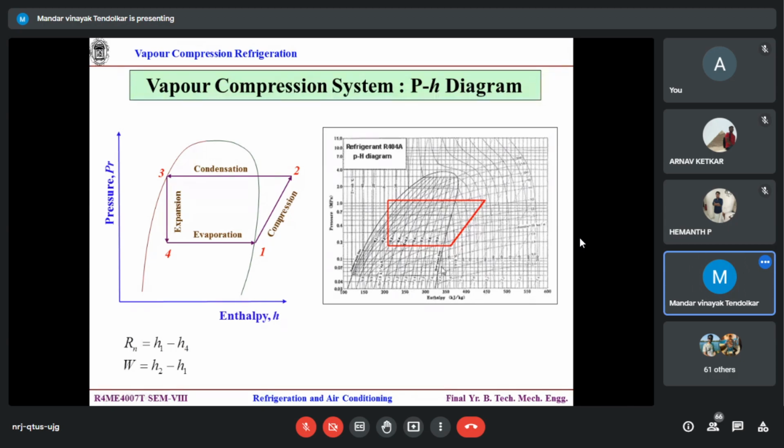Yes, sir. Very good. So my refrigeration effect is H1 minus H4. You can read the values directly. This is H1, this is H4. What is the compressor work?